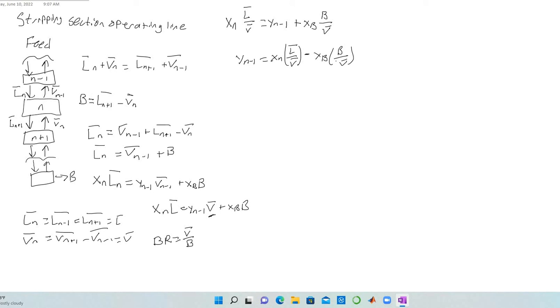Now it's time to do some algebra. So we're going to start with this L over V term, and we know from over here that B equals L minus V.